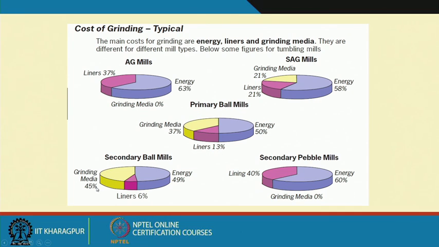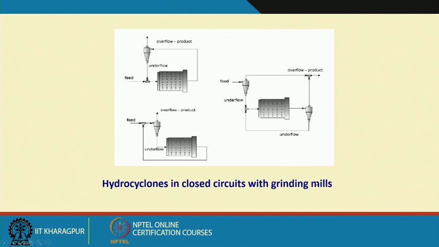Secondary ball mills have grinding media 45%, liner 6%, energy 49%, and secondary pebble mills liner 40%, grinding media 0%, and energy 60%, because in pebble mills we do not use any grinding media, it is synonymous to AG mills. And mostly, as I said, the grinding mills are in closed circuit.